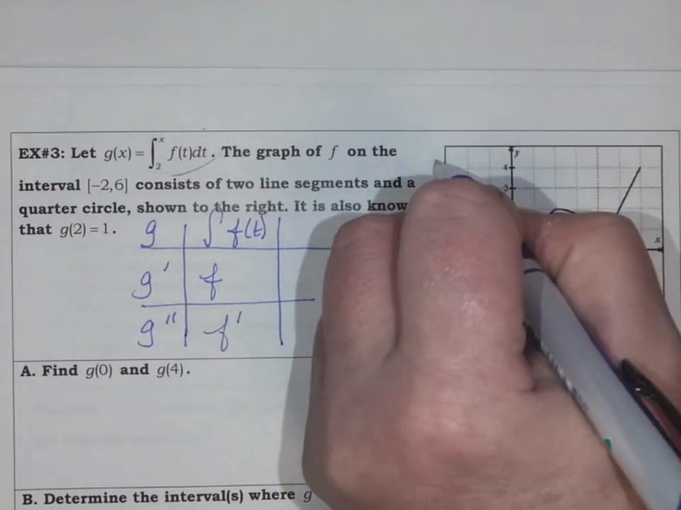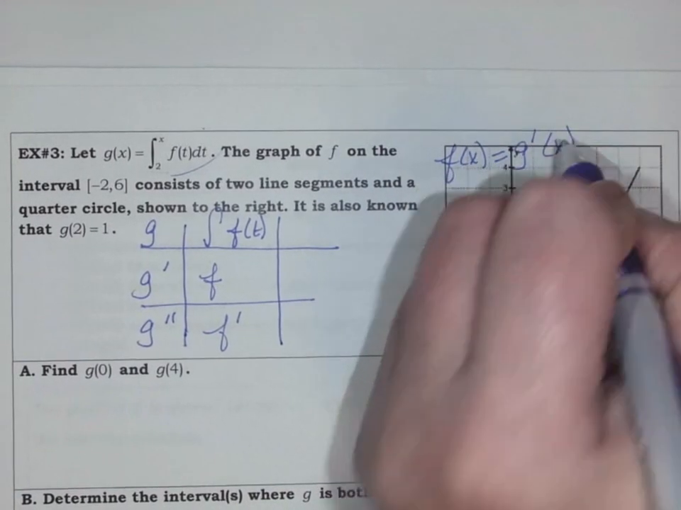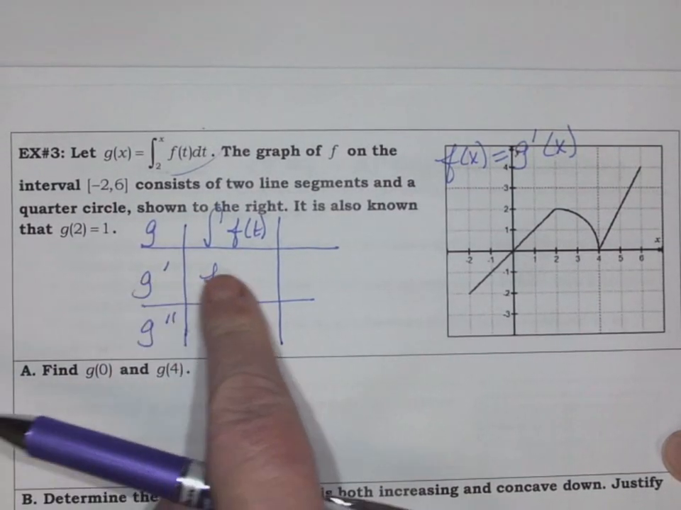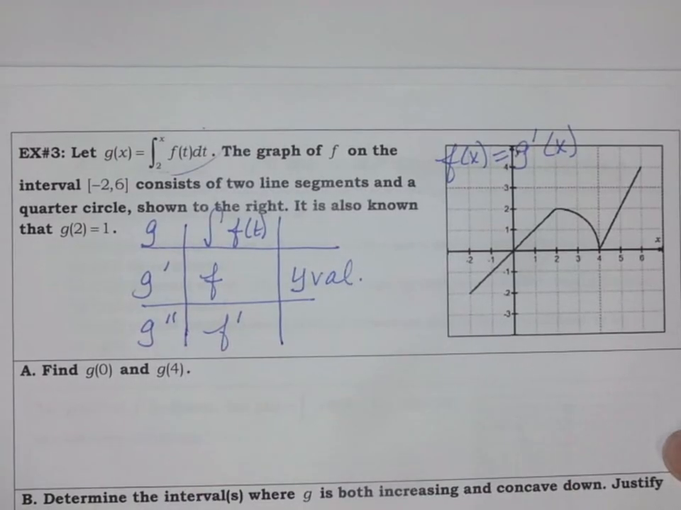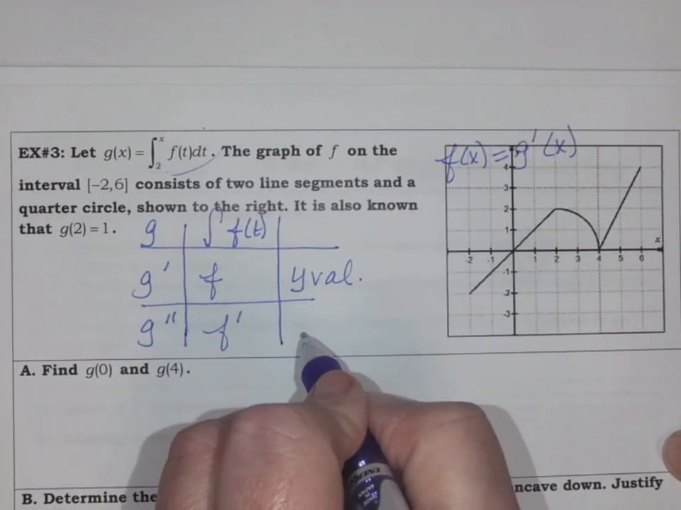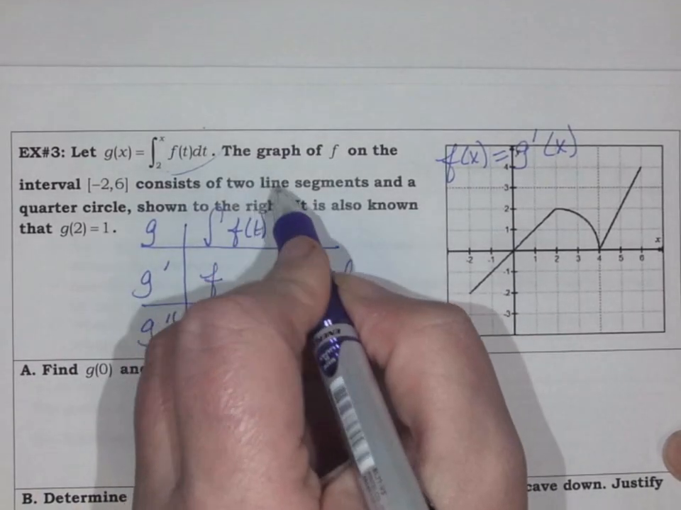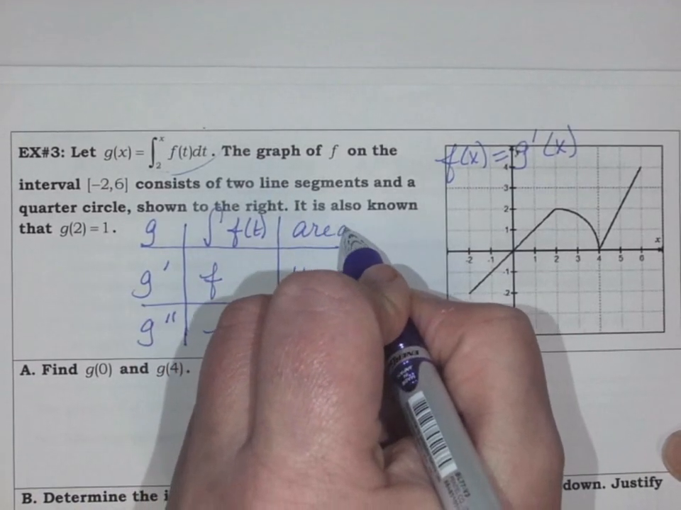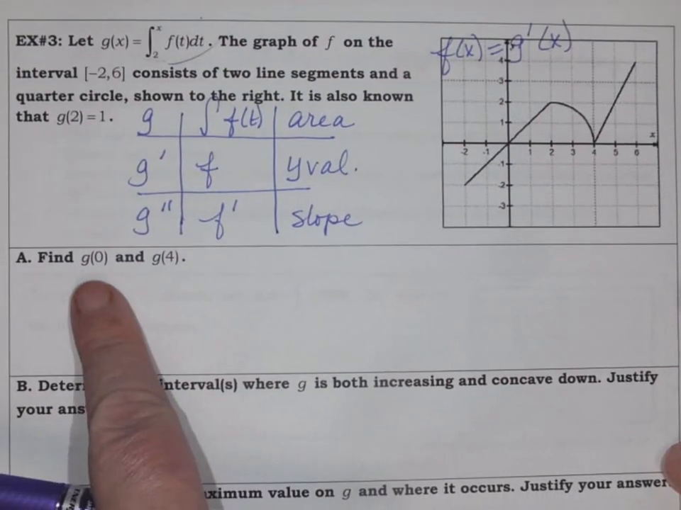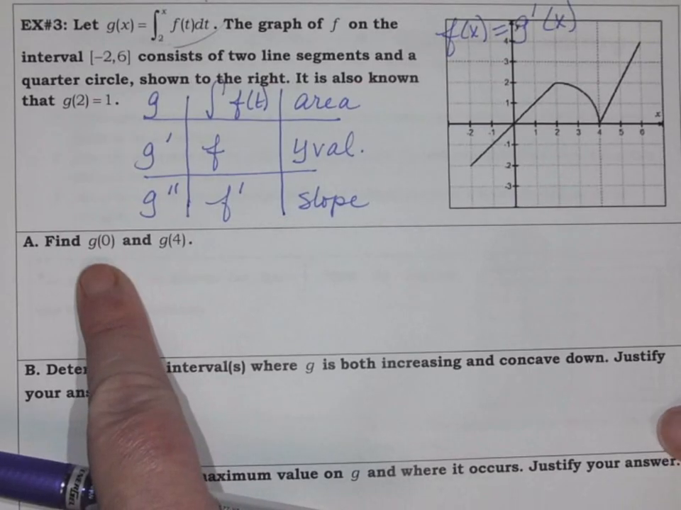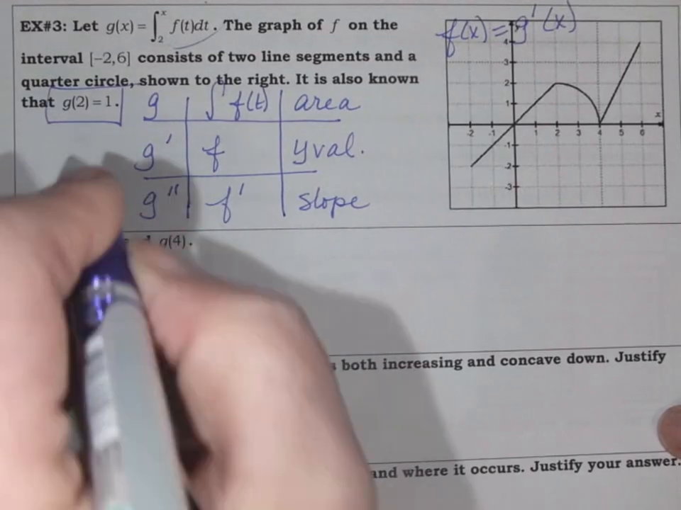Now we have a graph of f of x, which remember is equal to g prime of x. So when we're talking about g prime or f, we're talking about the y values. When we're talking about g double prime or f prime, we're talking about the slopes. And when we're talking about g, or the integral of f, we're talking about the area. All right, so now let's look at our first problem. So it says find g of 0. We are given that g of 2 is equal to 1, so that's what we have.